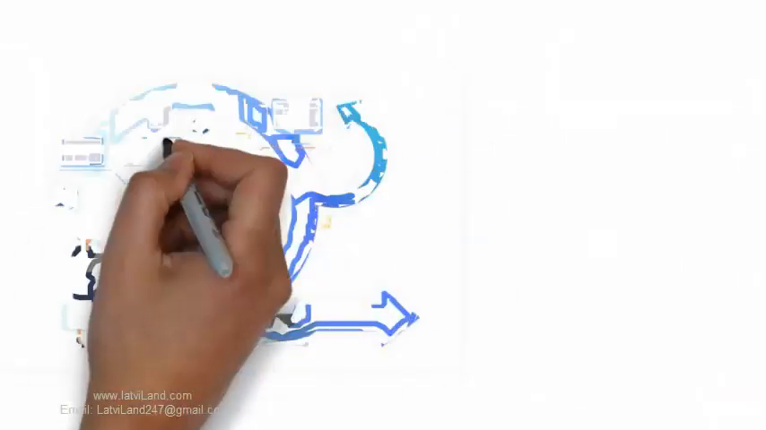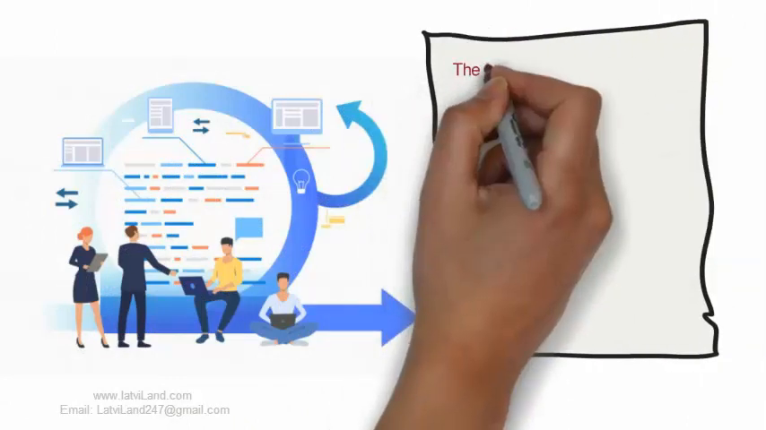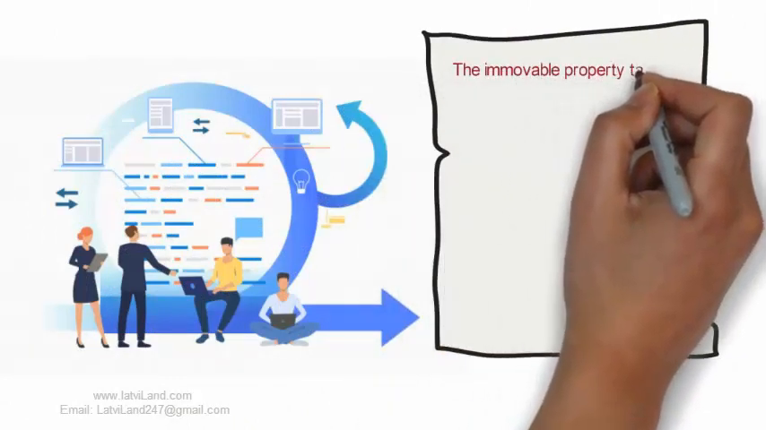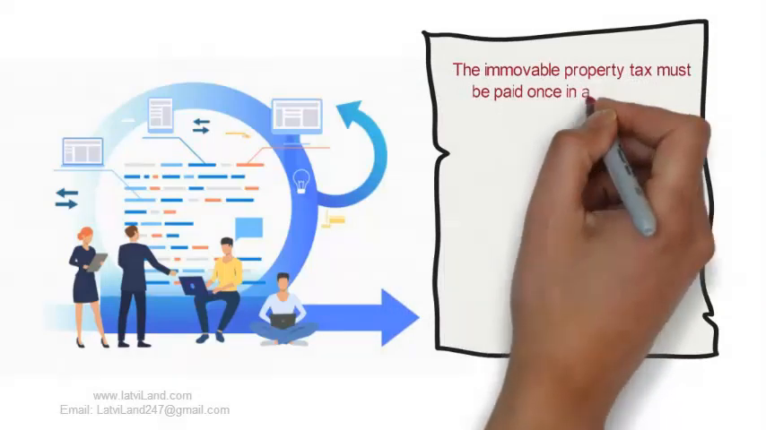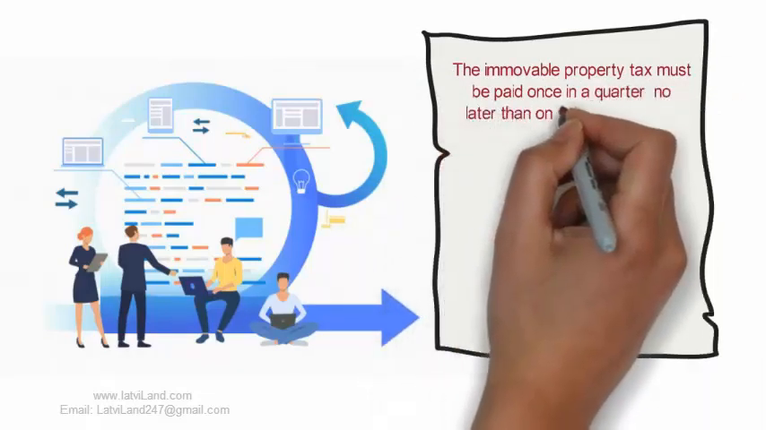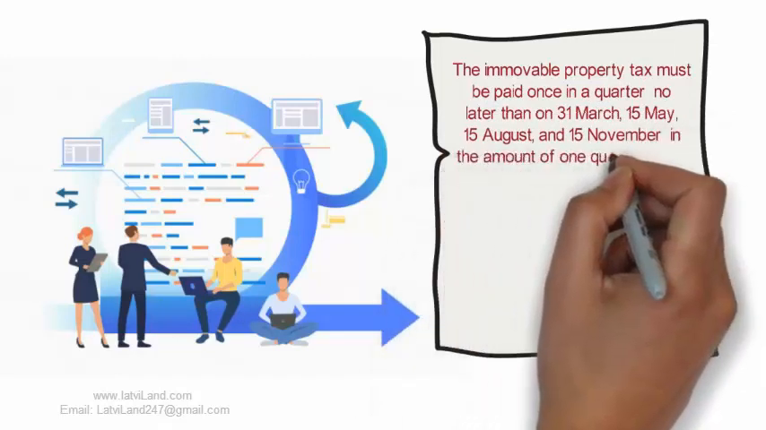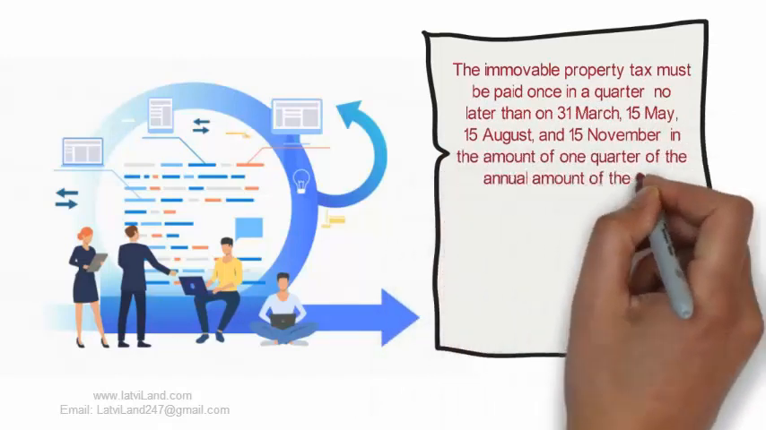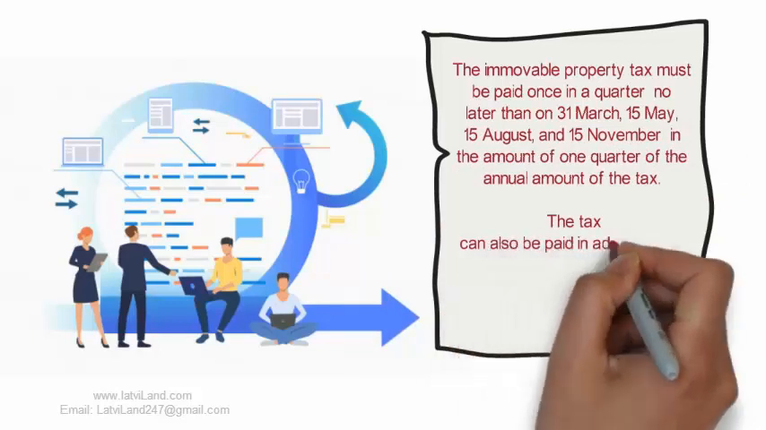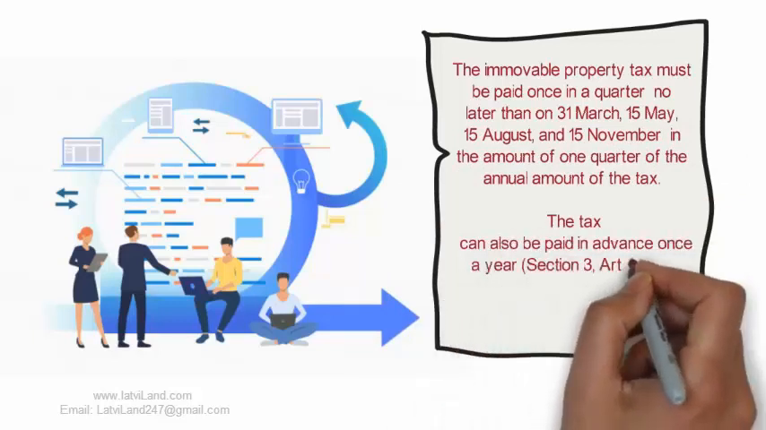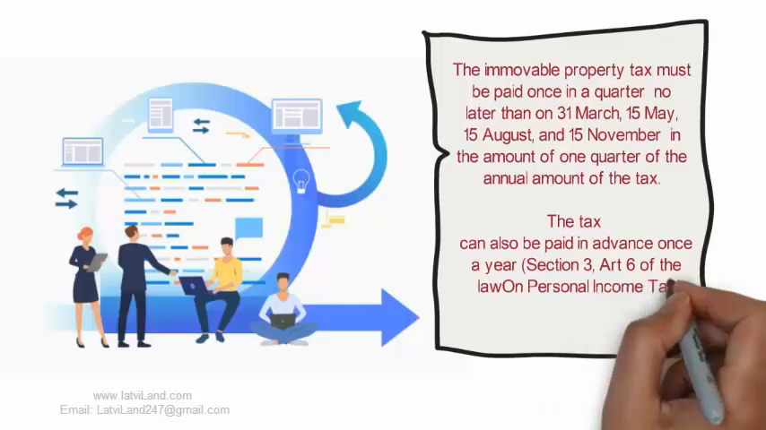The immovable property tax must be paid once a quarter, no later than on 31st of March, 15th of May, 15th of August, and 15th of November, in the amount of 1/4 of the annual amount of the tax. The tax can also be paid in advance once a year. Section 3, Art. 6 of the Law on Personal Income Tax.